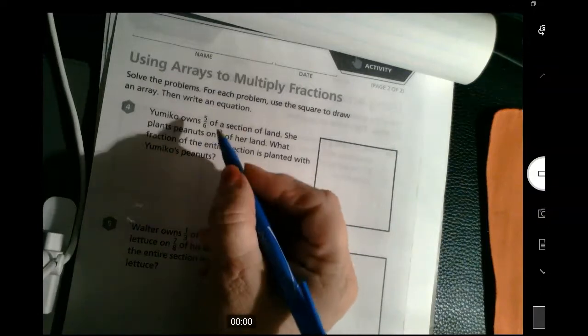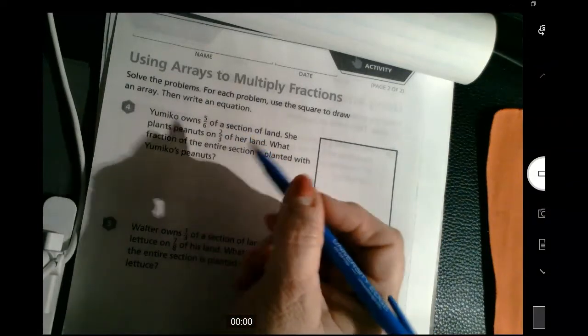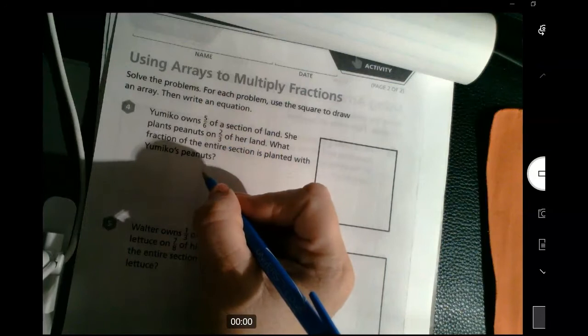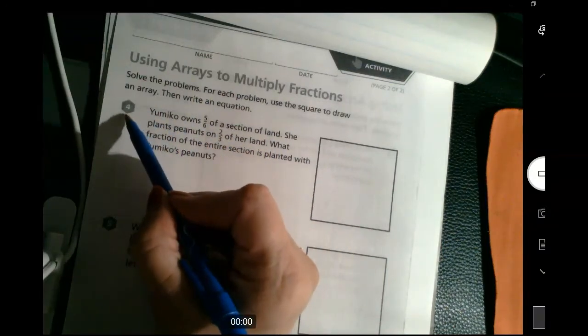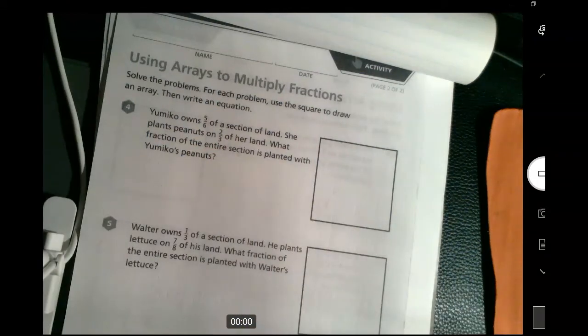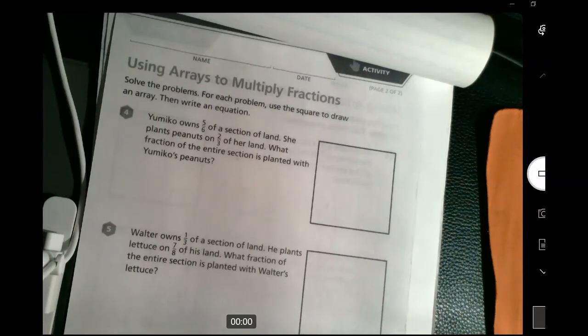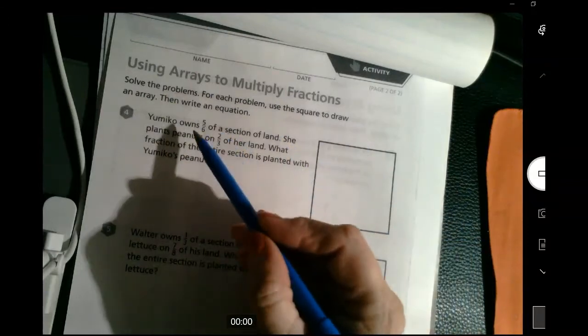Now, in the video immediately underneath this one, Mr. Trent, who is the 5th grade math teacher at Jefferson, talks about how he solved number 4 here on Student Activity Book, page 454. I want you to watch that too, because sometimes one teacher's explanation may make more sense to you than what another teacher says. So go ahead and listen to Mr. Trent talk about Yumiko and what she owns.